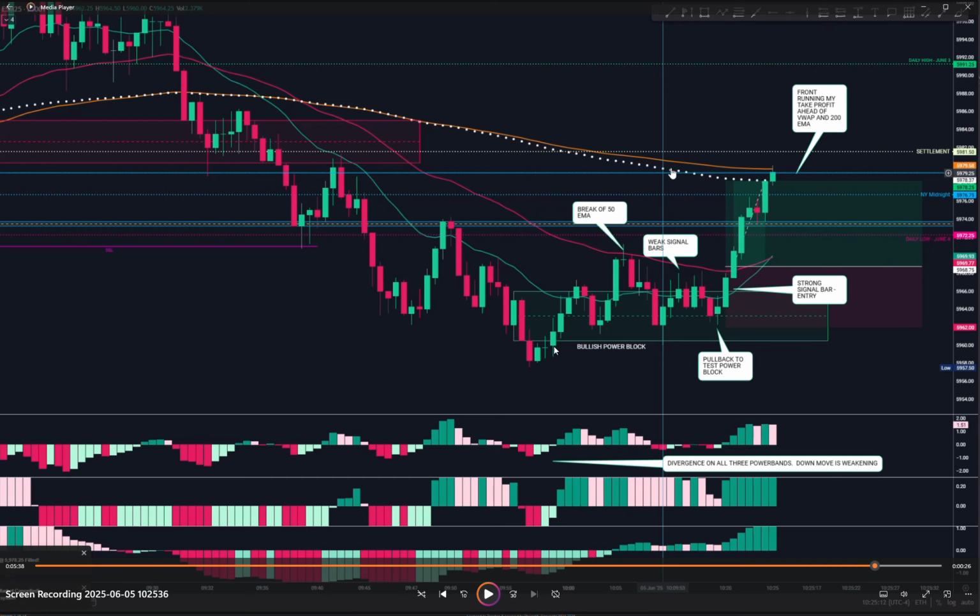Love this power pivot. We had MACD divergence, which is great, just an added confluence. We don't need it for the power pivot trade, but we'd taken out some sell side liquidity, came down, created this power block, traded above it, got our signals, and away we went.